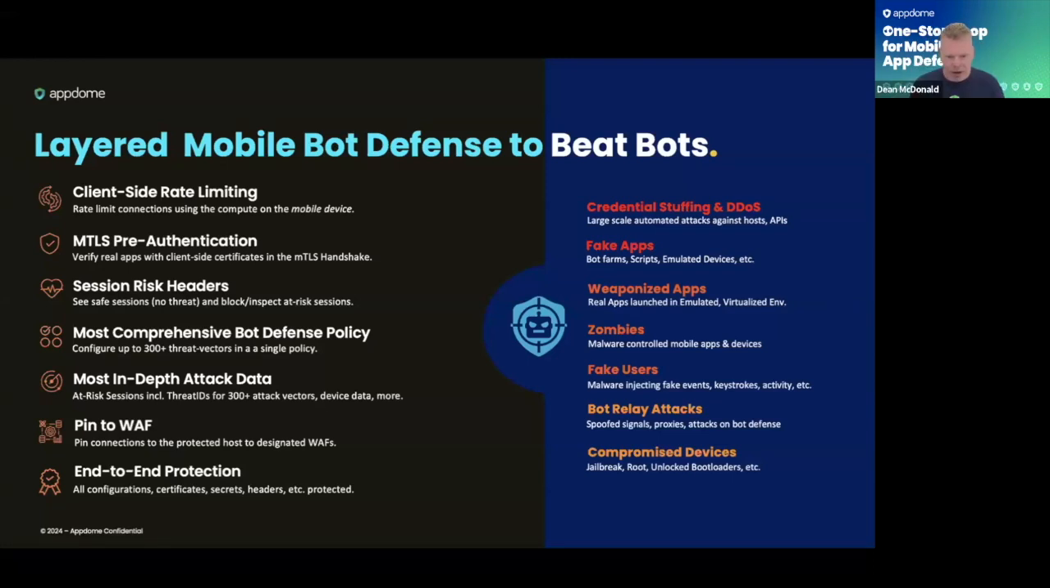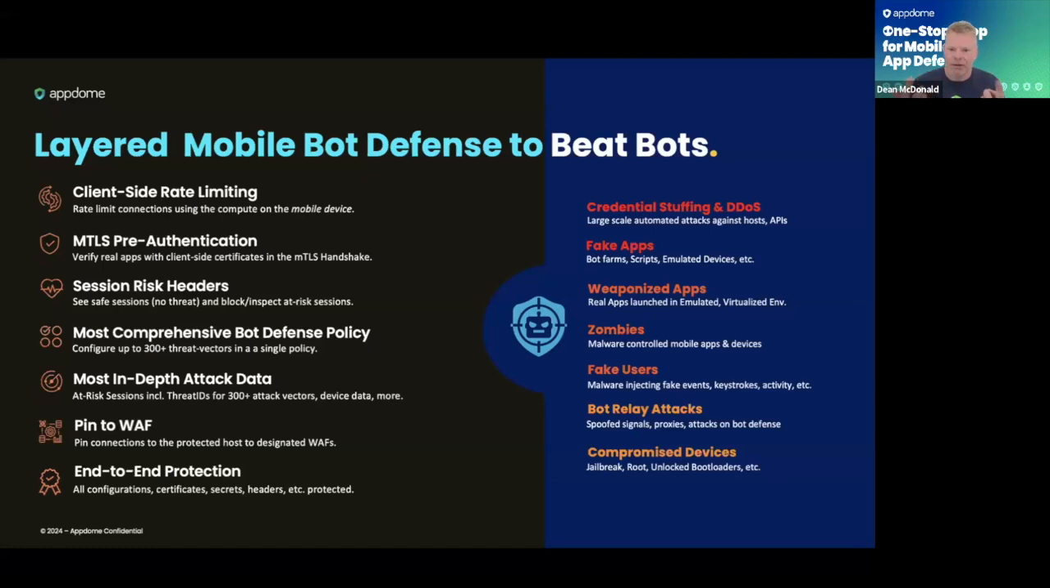So I'll just be very quick on this next part. Session risk headers, I touched on it before in the 360 box on the right-hand side. We include telemetry in that connection. So let's say a situation where mTLS passes. That's all good. It's most definitely our customer's app. It's a legitimate app. It has the certificates in there that passes. So then the transaction is allowed to go through.